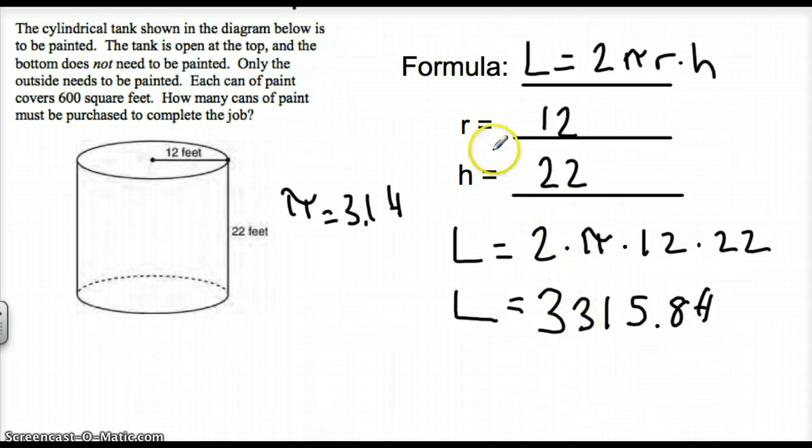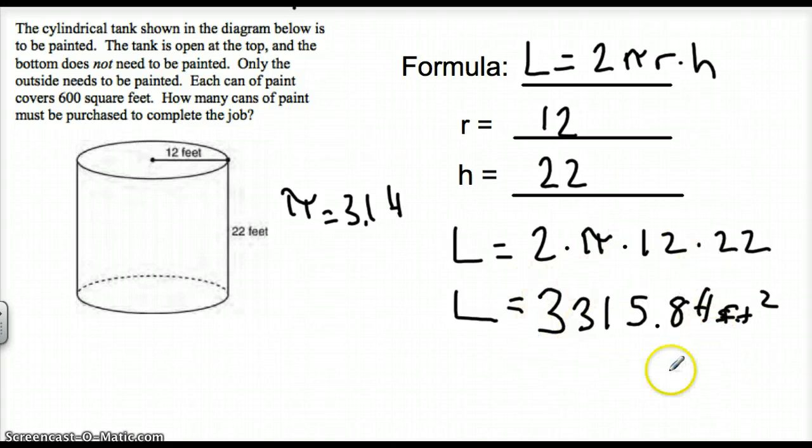Well, the question here is not asking for the lateral area. You've actually done a lot of work, and I know these problems are complicated, but we're not done. The question is asking us how many cans of paint must be purchased to complete the job. Well, that's interesting. What we know is each can of paint covers 600 square feet, and the lateral area is 3,315.84 square feet. So what do we do here?